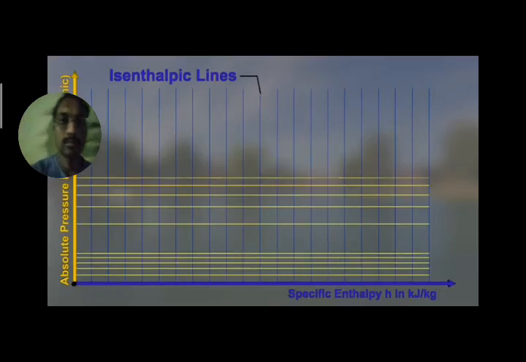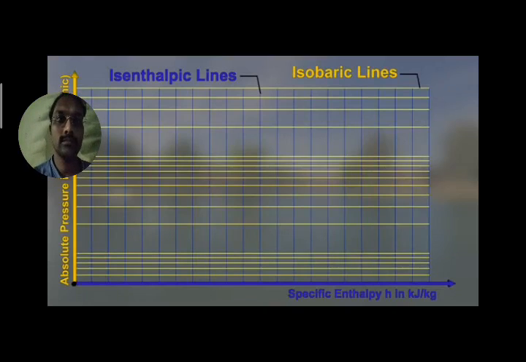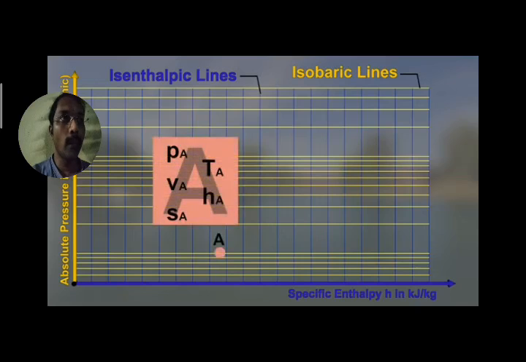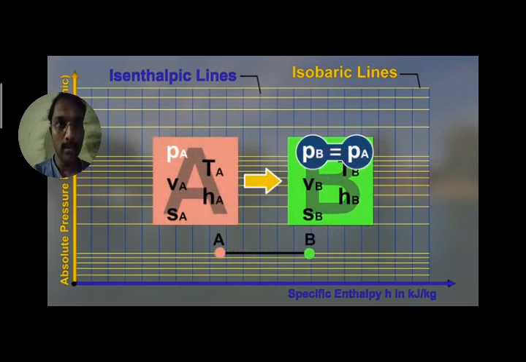Lines with constant pressure P are called isobaric lines. They stretch horizontally because P is plotted on the vertical axis. If a state of a fluid changes from state A at constant pressure P along an isobaric line to state B, we call it an isobaric change of state.